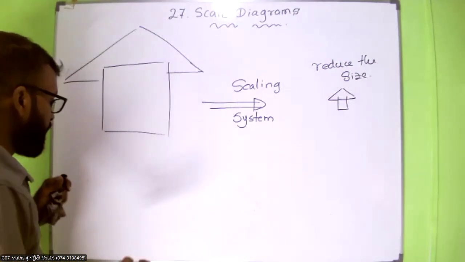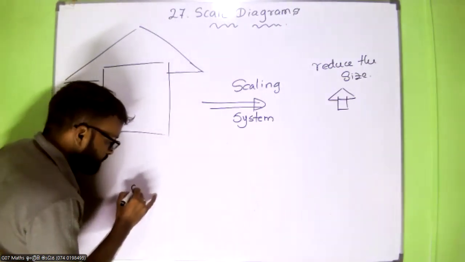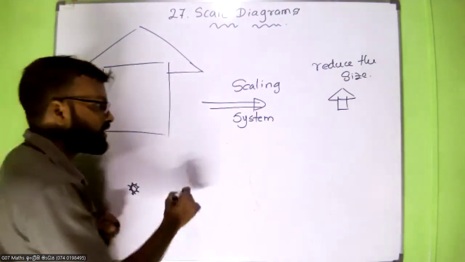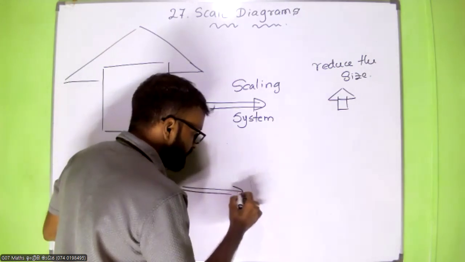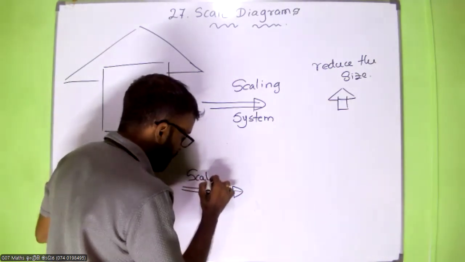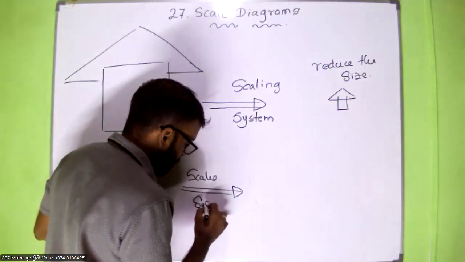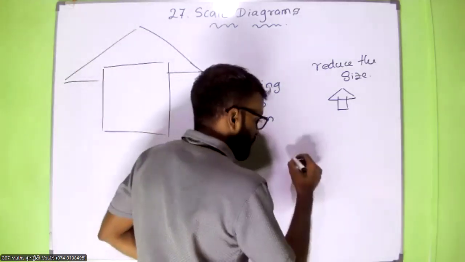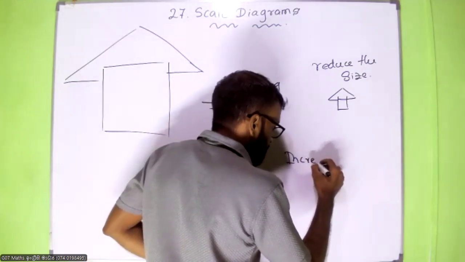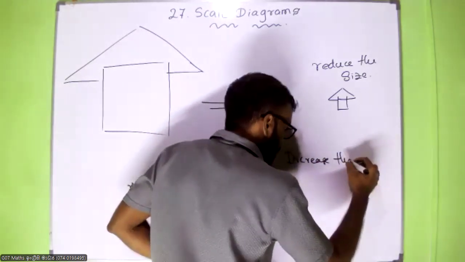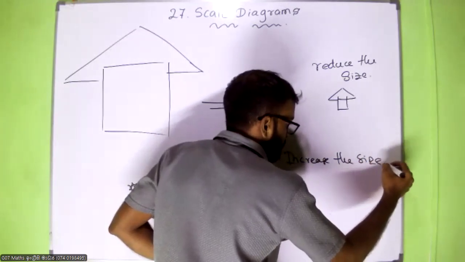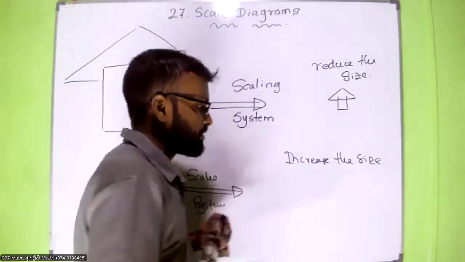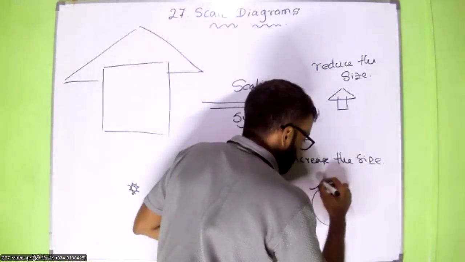And you have a cancer cell. This is a small thing. Using the scale system, you are going to magnify it, increase the size so that we can see it clearly. We can identify it clearly. So, it is something like this.